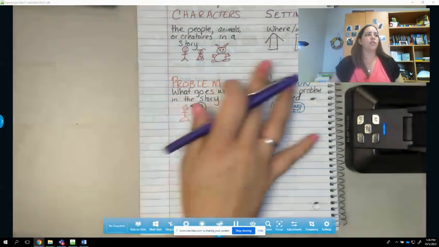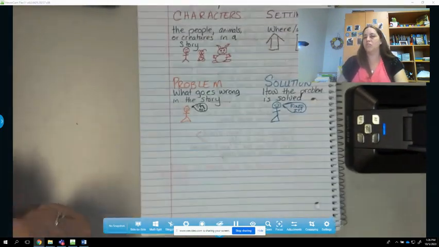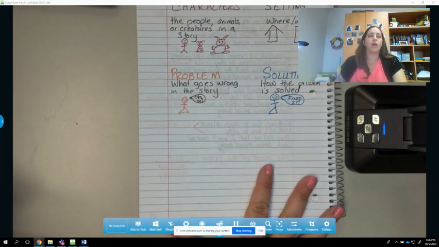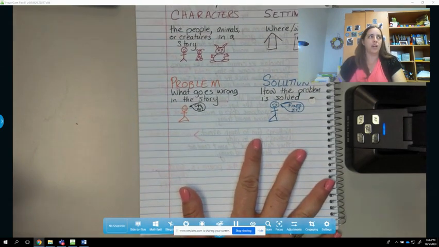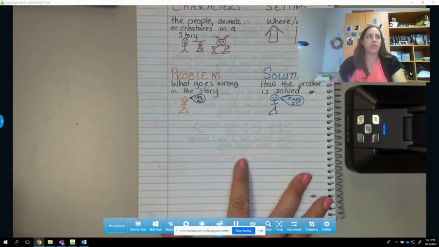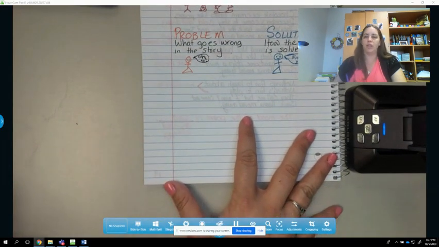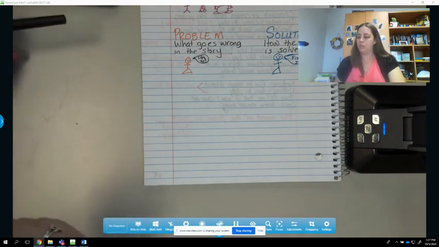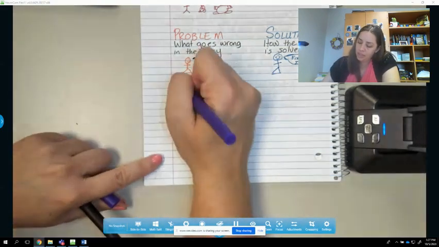So these are our first four elements of the story elements. And if you need to pause, please remember you can do so anytime. So we'll give you just a second to write this down if you need to. And then we're going to finish off with our last two elements of a story. So the next element for our story is theme.